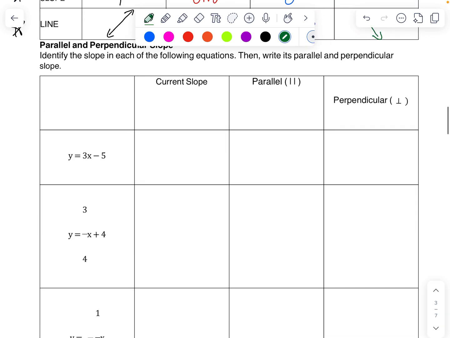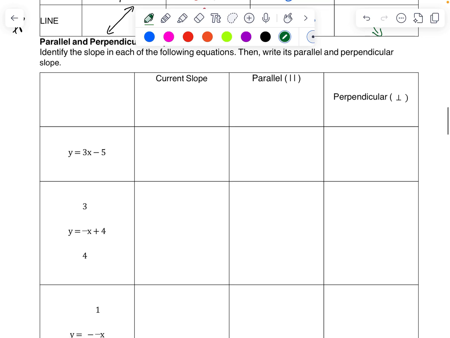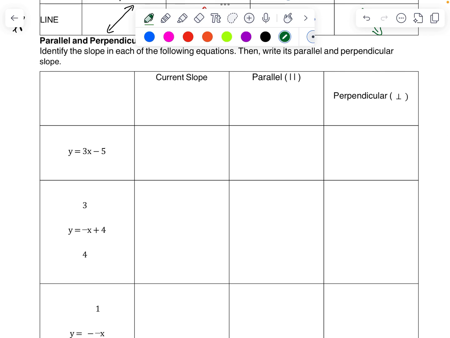So we're going to be focusing mostly on parallel and perpendicular, and just identifying, based on the two equations that I have, if they will be parallel to each other or perpendicular to each other. Okay, so in each box, we're going to put the corresponding answer, okay?